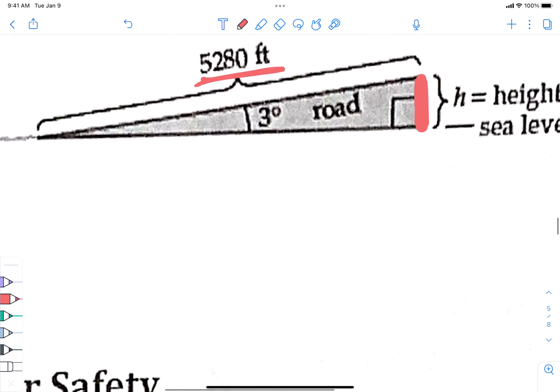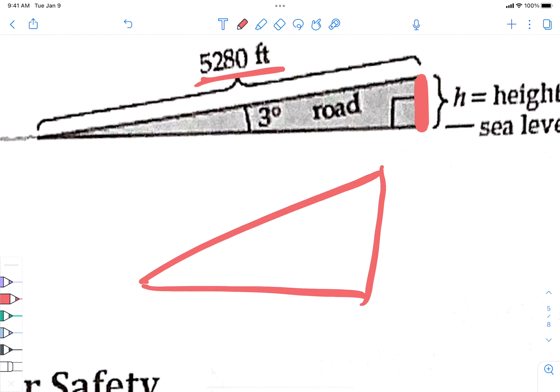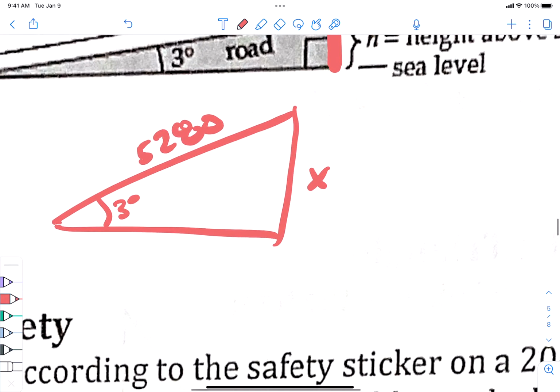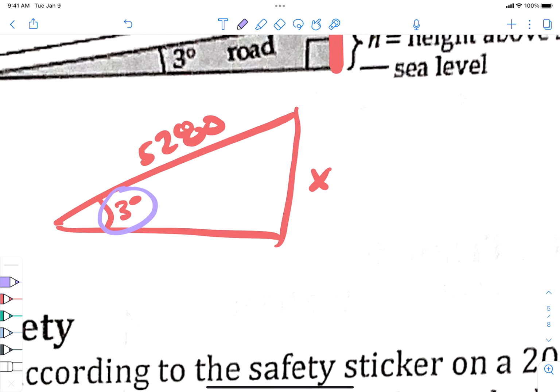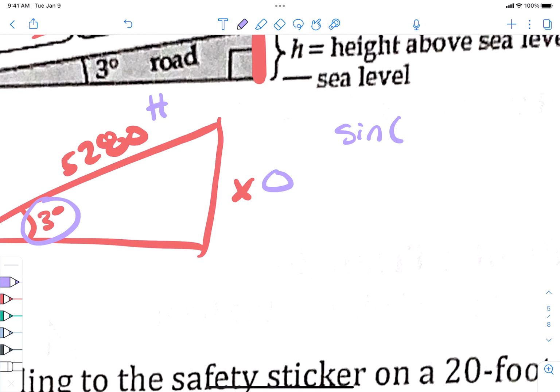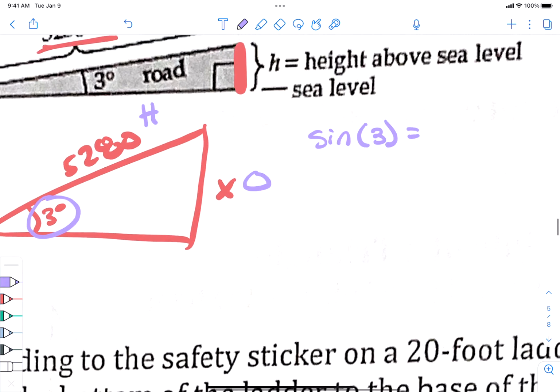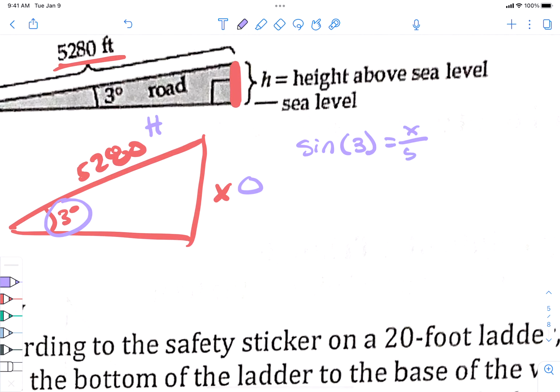So 5280 is that side. If you want to draw this a little bit better with not quite as much of a slope, we're trying to solve for this, and this is 5280. So we just have to figure out what trig function we're using. Here's 3 degrees. What's x? Opposite and hypotenuse. Sine. So sine of 3 equals x over 5280. Okay, so I just multiply the 5280 over. And 5280 times sine of 3 is what x is, whatever that is. It's not very much. If that's only 3 degrees, it's not going to be very high.